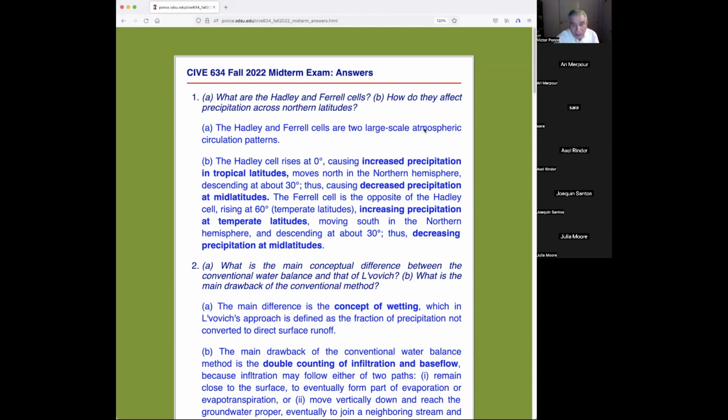The Ferrell cell is the opposite of the Hadley cell. It rises at 60 degrees, which is the temperate latitude, increasing precipitation at temperate latitudes, moving south in the northern hemisphere, and descending at about 30. So they both descend at about 30. That's why 30 doesn't have precipitation. The Sahara, for instance, is at about that latitude, thus decreasing precipitation at mid-latitudes. So that's the Hadley and the Ferrell cells. That's basically what I was looking for. Most of you answered this question correctly.